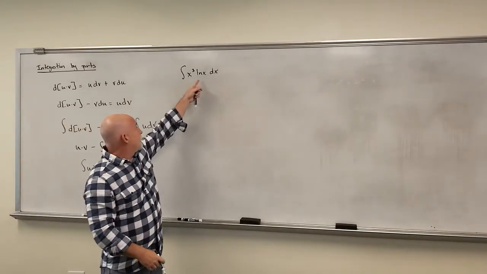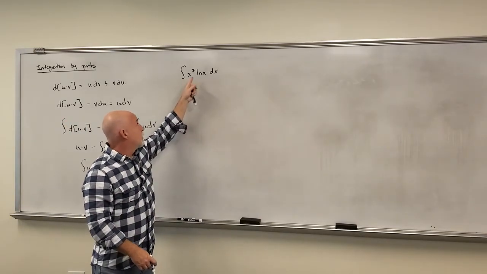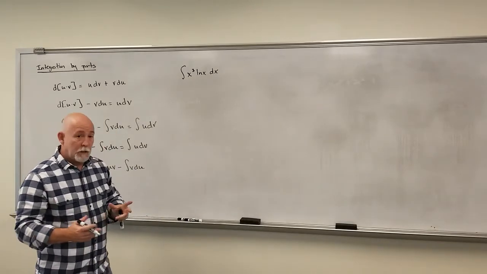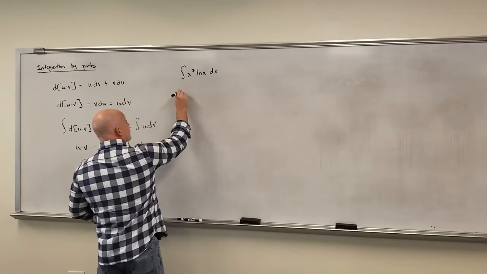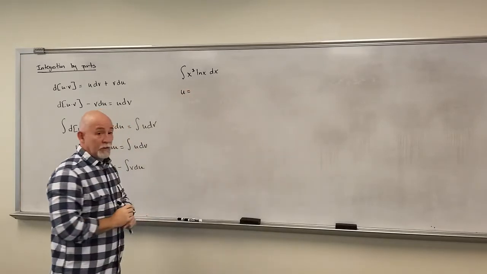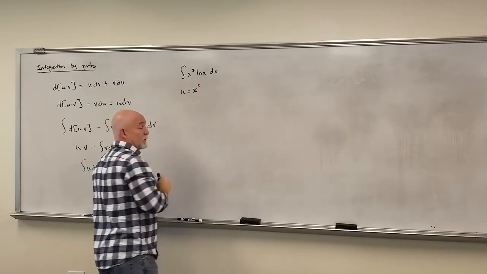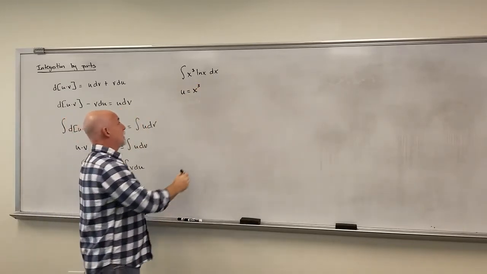Because I got two different types of functions. I have a polynomial and a logarithm. So you say, well, I'm going to do by parts. And Mr. Bentley said, if we see a polynomial, we're going to let that be u. Don't copy this down, by the way. This is going to be wrong. So, and everything else was dv.